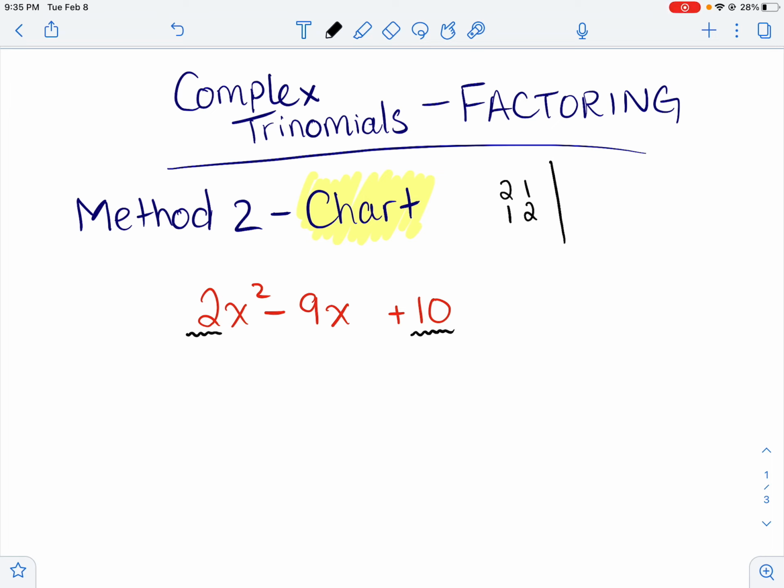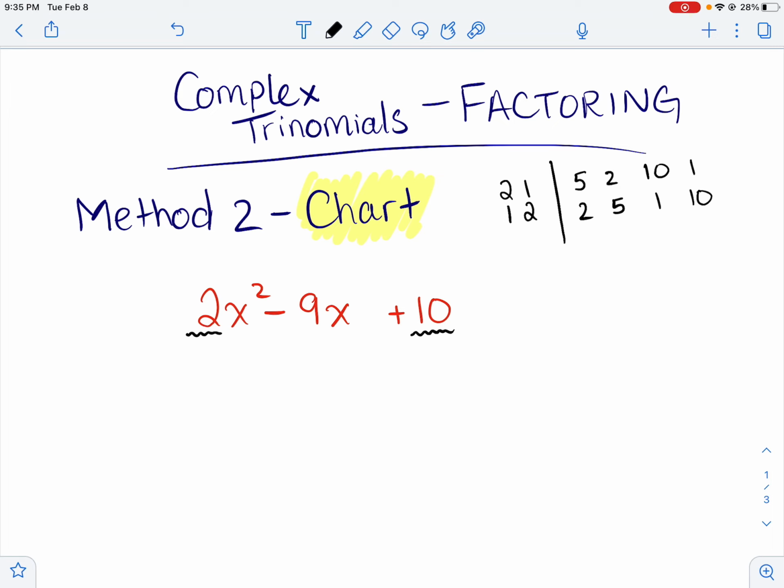And then I'm going to write things that multiply to 10. Anything I can think of. So like 5 times 2, also 2 times 5. And 10 times 1, also 1 times 10. So anything I think of.